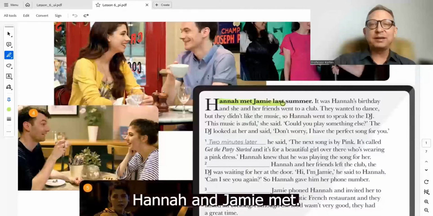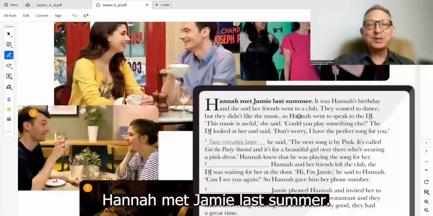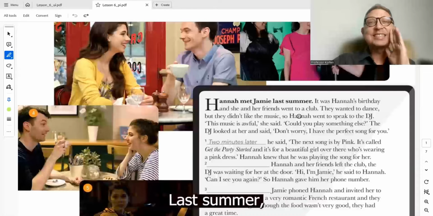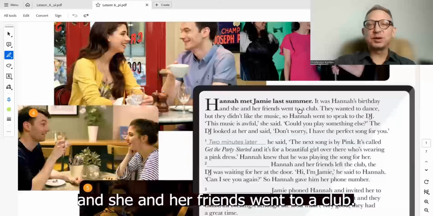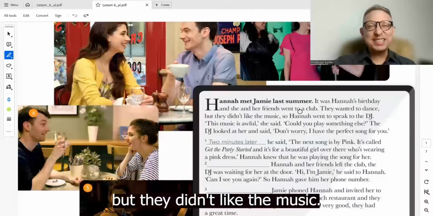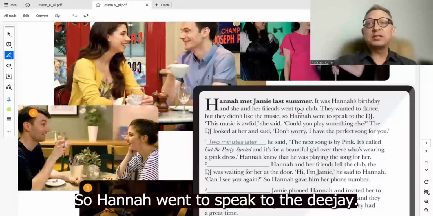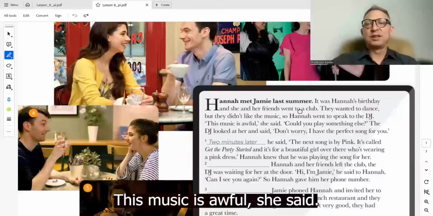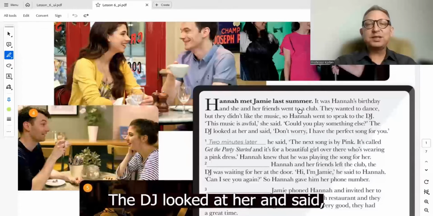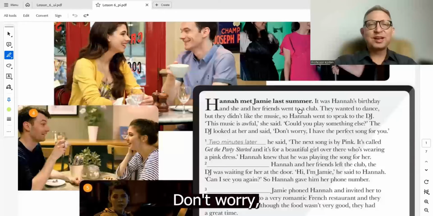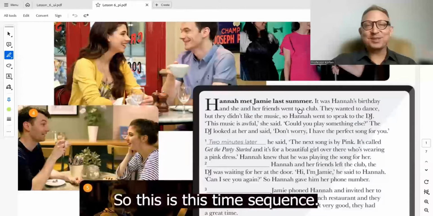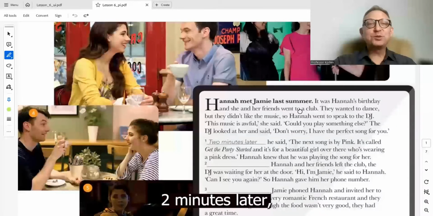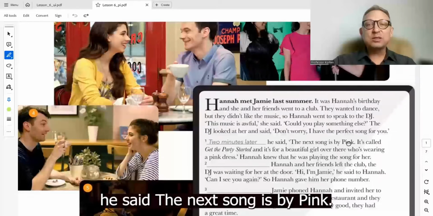Hannah and Jamie met, Hannah met Jamie last summer. It was Hannah's birthday, and she and her friends went to a club. They wanted to dance, but they didn't like the music. So Hannah went to speak to the DJ. This music is awful, she said. Could you play something else? The DJ looked at her and said, don't worry, I have the perfect song for you. 2 minutes later, he said, the next song is by Pink.